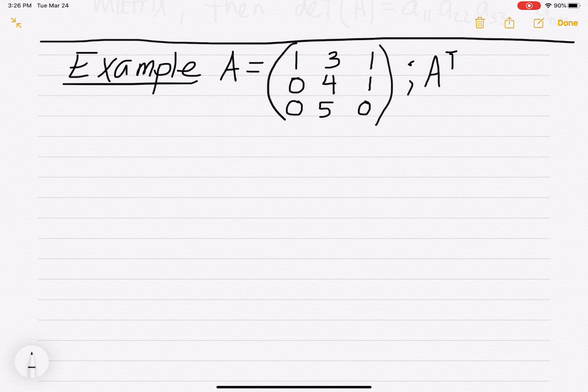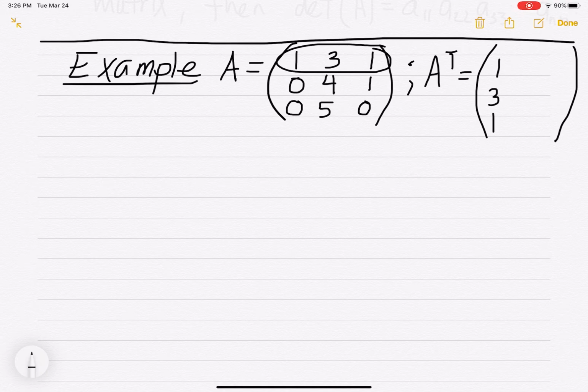So how does A transpose work? Well, you take the rows of A and make them the columns of A transpose. So 1, 3, 1 is going to become 1, 3, 1, the first column of A transpose. And the second row of A, which is 0, 4, 1, is going to become the second column of A transpose, 0, 4, 1. And the third row of A, 0, 5, 0, is going to become the third column of A transpose.